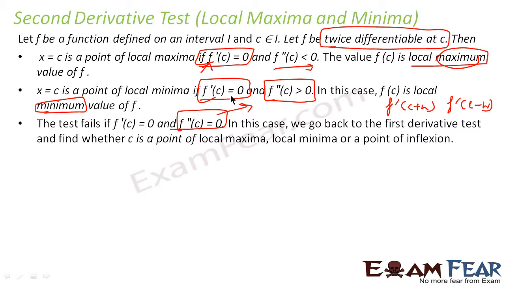Let's see how this is. Actually, I'll tell you graphically how, when f double dash c is less than 0, it is maxima, and when f double dash c is greater than 0, it's minima. Let's take this graph, and let's assume my function is something like this, and this is the maxima. So this is my f x graph. For this f x graph, since I have to find f double dash x, let me draw the f dash x graph also.